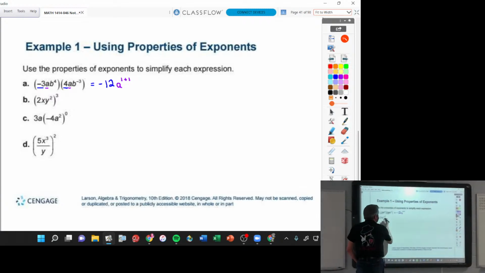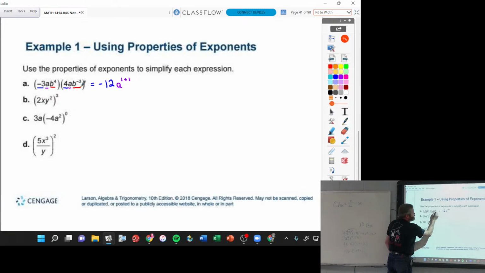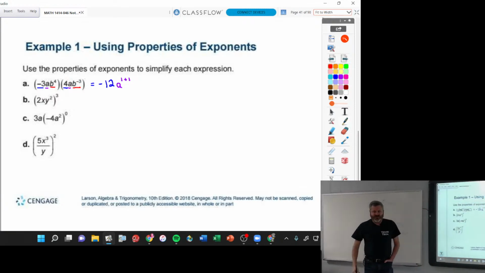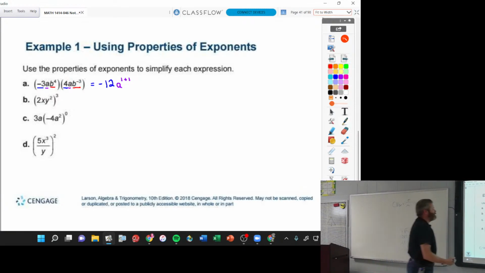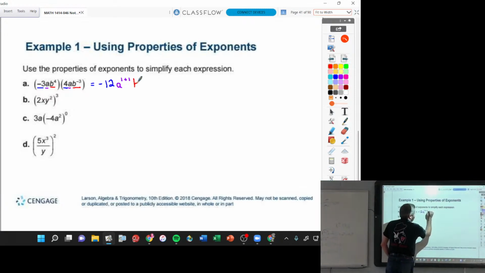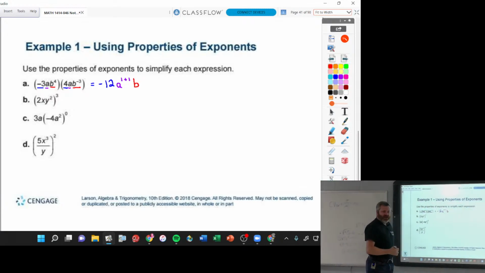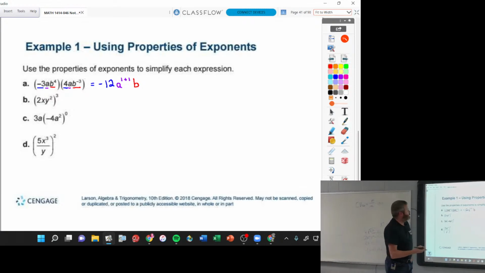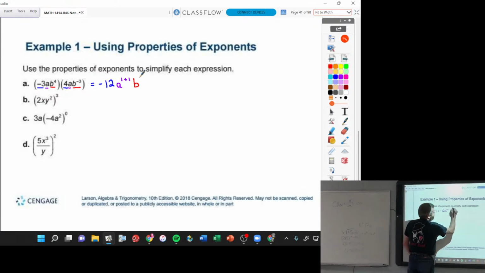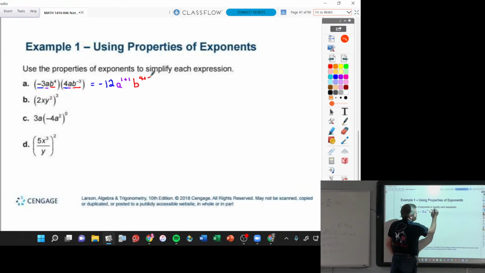The next piece I have is b to the fourth power times b to the negative third power. So again, the bases are the same, b, so I'll keep the b. And because I'm multiplying, the exponents will be added together. So my exponents are 4 plus negative 3.